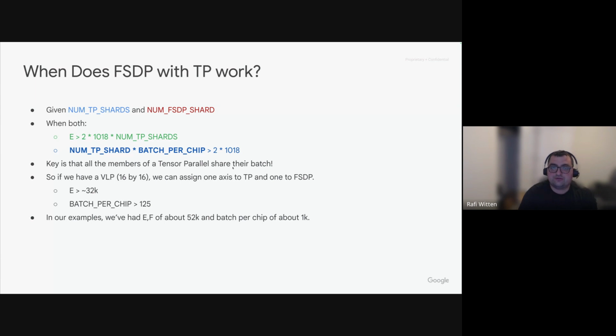So the key observation here is that the members of the tensor parallel group share their batch. And one of the really important things is that in practice this is a much softer constraint. It's quadratically easier to satisfy. So I've shown a couple examples below that show this approach works great in practice if you have a fairly small batch size and a fairly large model.